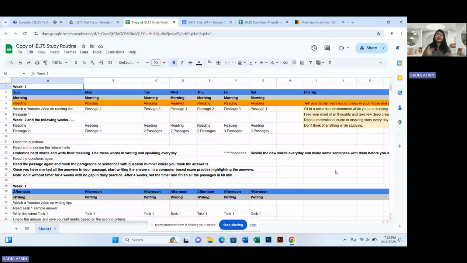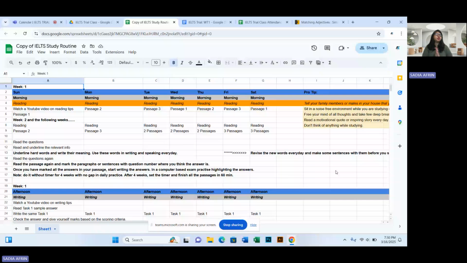But remember, consistency is the key. If you're not consistent, then it's a no for you. Remember, if you practice something every day, you will reach your destination. You will get your desired goal.